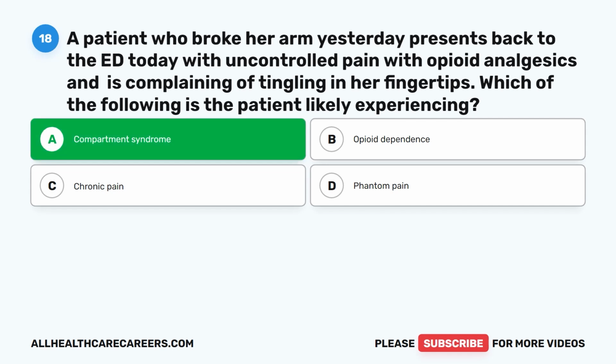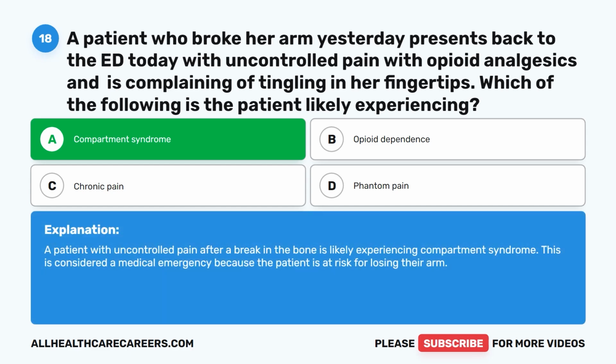The correct answer is A. Compartment syndrome. A patient with uncontrolled pain after a break in the bone is likely experiencing compartment syndrome. This is considered a medical emergency because the patient is at risk for losing their arm.